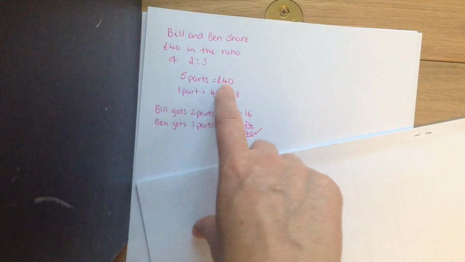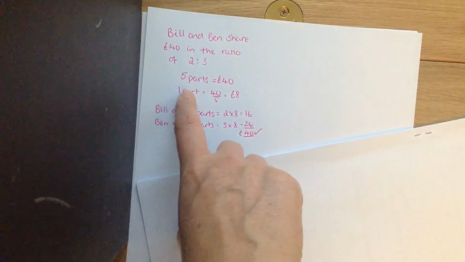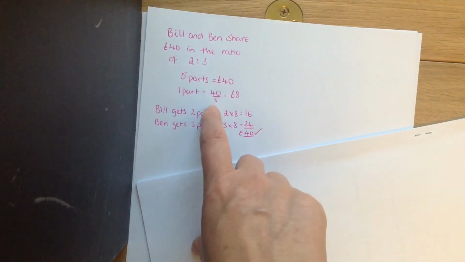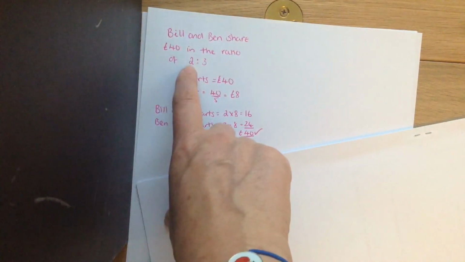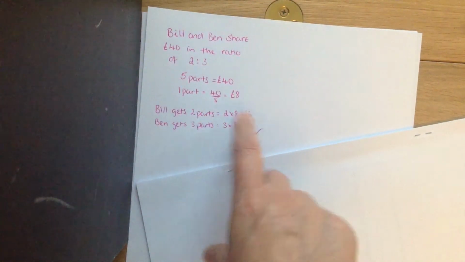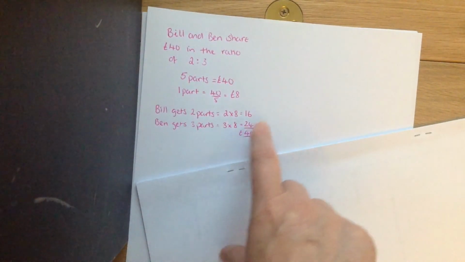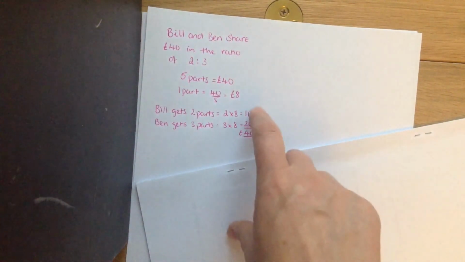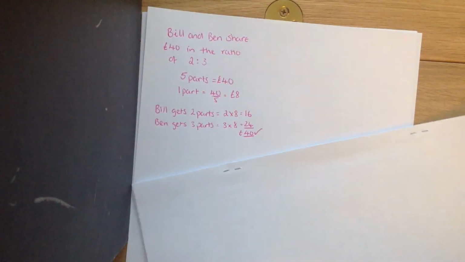So 5 parts equals 40. If 5 parts equals 40, then 1 part equals 40 divided by 5, which is £8. Bill gets 2 parts, so he gets £16, and Ben gets 3 parts, so he gets £24. If you add them together, you can check that they equal 40, and you'll know that they're correct.